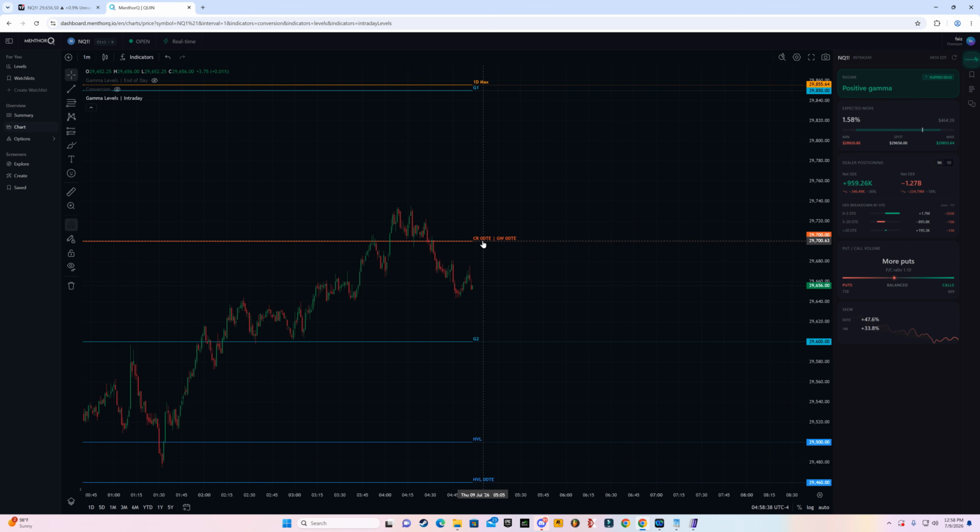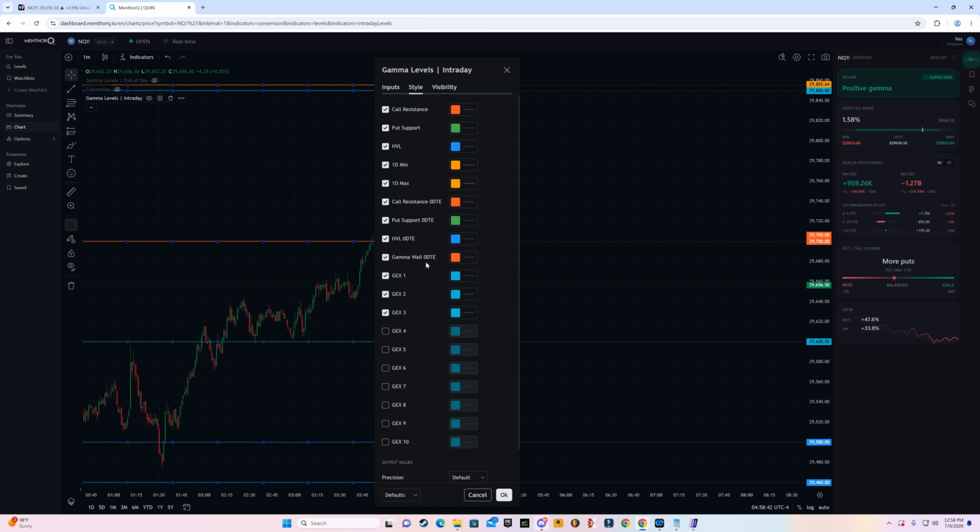So we have CR over here. And also, I go into the settings here and I disable some levels. So this is called resistance, put support, HVL. And pretty much this is what I keep on, right? So 1 day minimum, 1 day max, call resistance, put support, HVL, gamma wall, GX1, GX2, GX3.